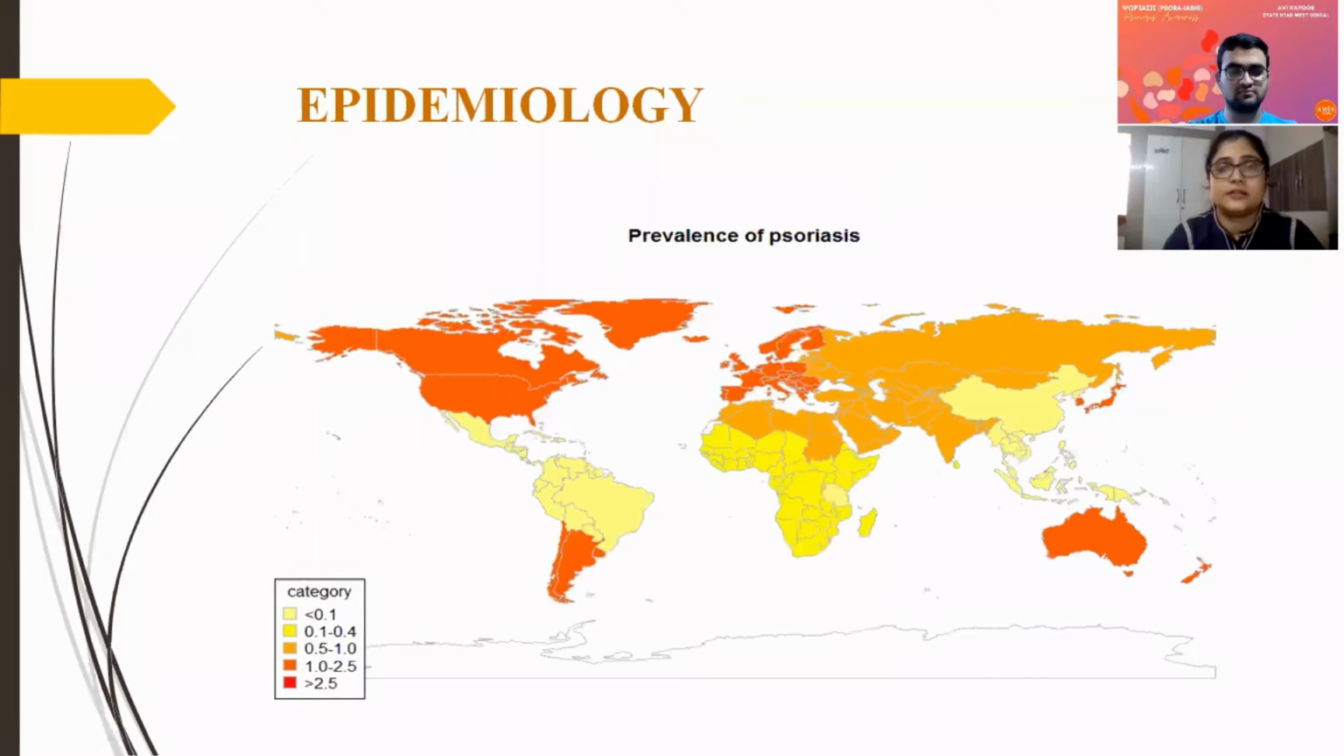Here you can see the distribution, the prevalence of psoriasis worldwide. There is the color code. In India, it's 0.5 to 1. As I told you, it's below 1. And in a part of US, it's high. It's more than 2.5.